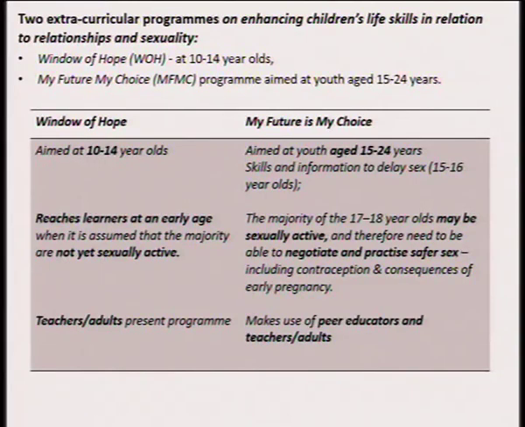The Window of Hope reaches learners at an early age when we assume that the majority of them are not yet sexually active. In comparison, we've found that the majority of 17 to 18 year olds may already be sexually active, and therefore they need to be able to negotiate and practice safer sex. This includes information on contraception and the consequences of early pregnancy. For the Window of Hope, we make use of teachers and adults to present the program, and for My Future is My Choice, they use peer educators as well as teachers and other adults.